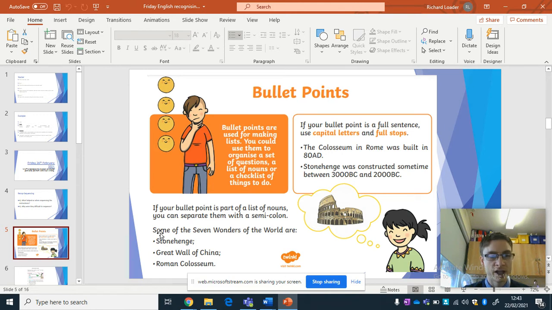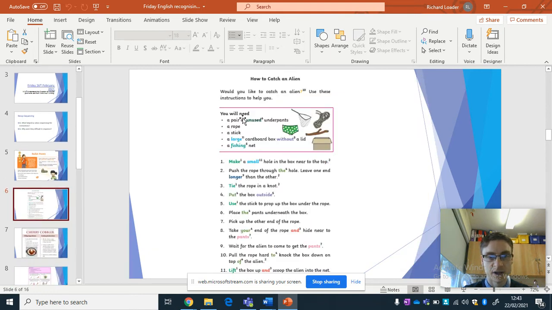Now, we're going to be looking at using them in a list of things needed for instructions. So here you can see you will need a pair of, this is to how to catch an alien. Would you like to catch an alien? Use these instructions to help you. So you will need a pair of unused underpants. So that's our first bullet point. A rope, a stick, a large cardboard box without a lid, a fishing net.